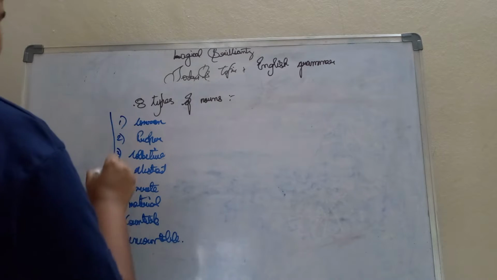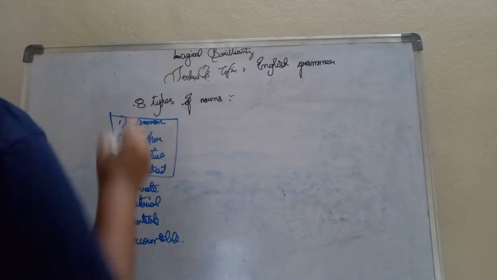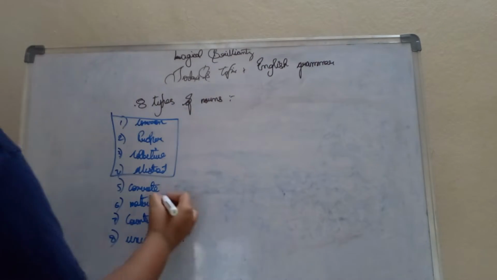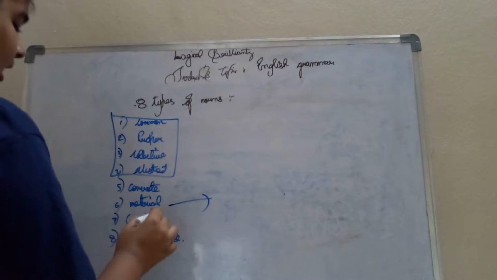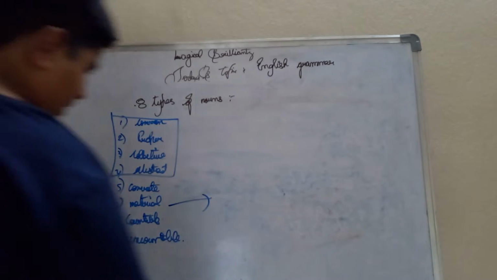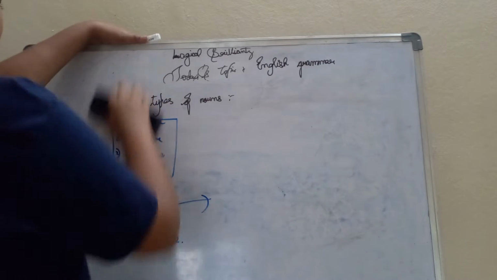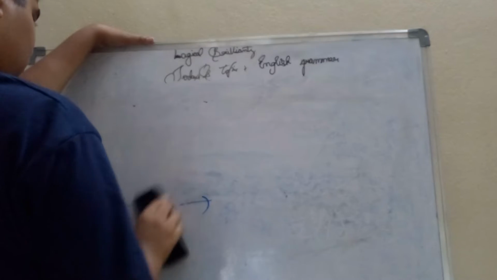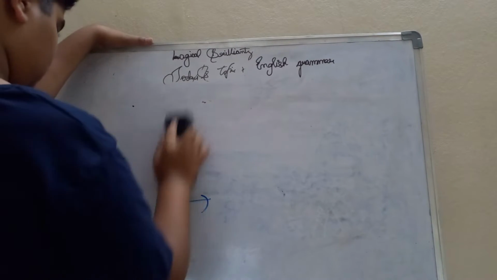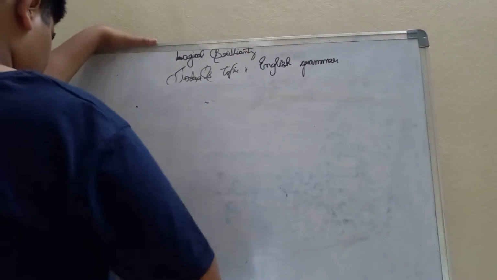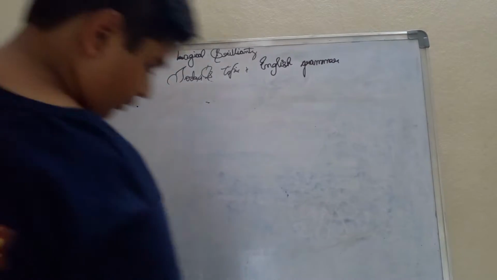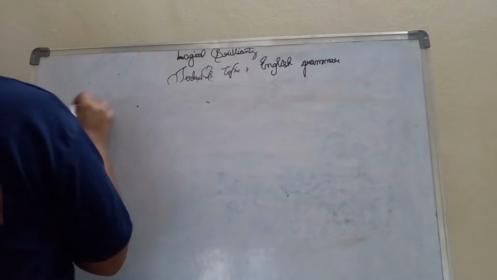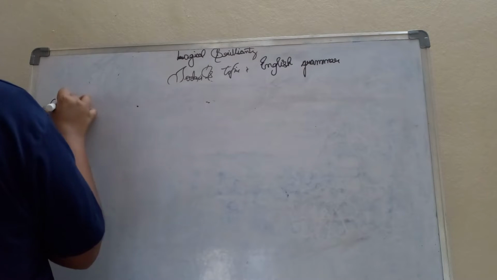In the last video, we discussed common, proper, collective, and abstract nouns. So in this video, we are going to learn about the remaining 4, which are concrete, material, countable, and uncountable nouns. The first one in our video is the concrete noun.